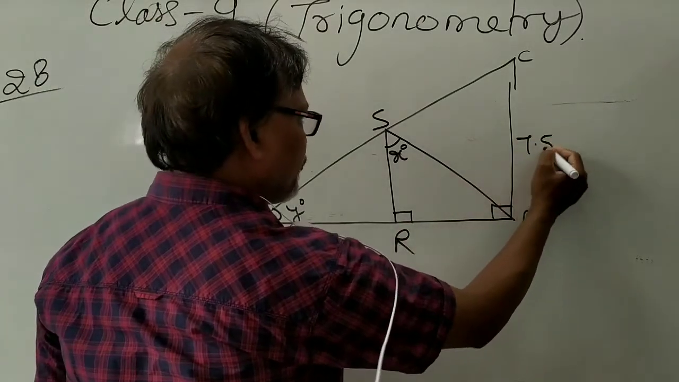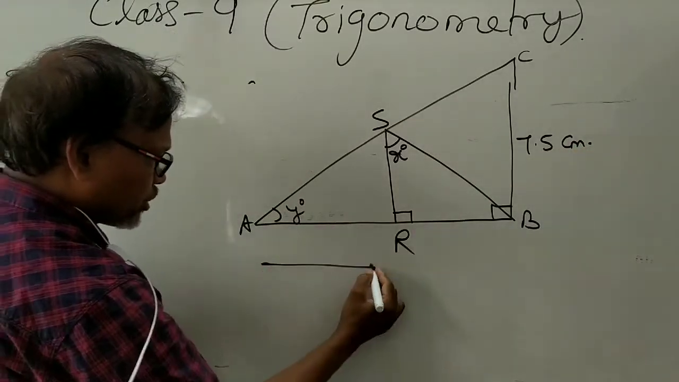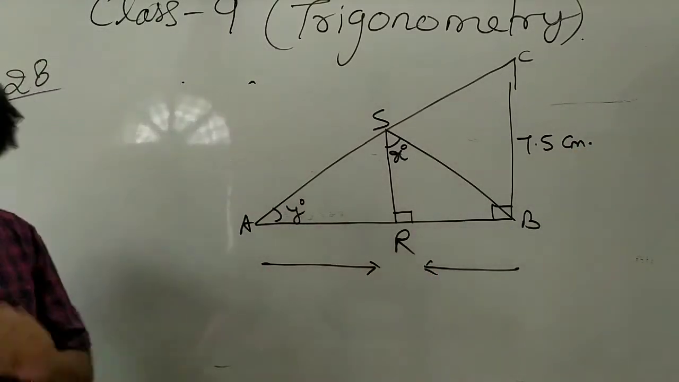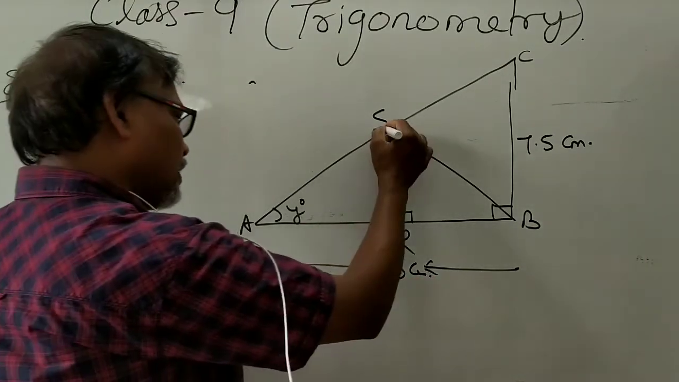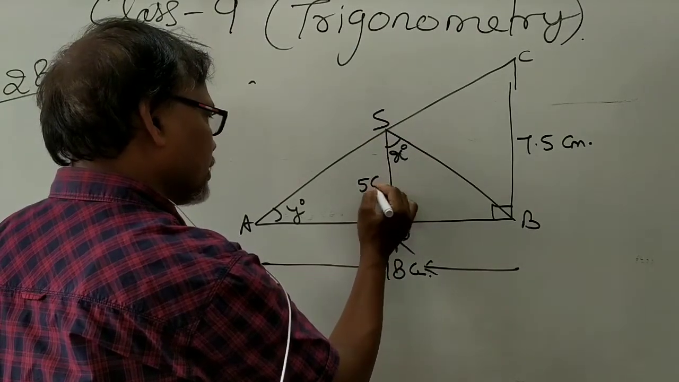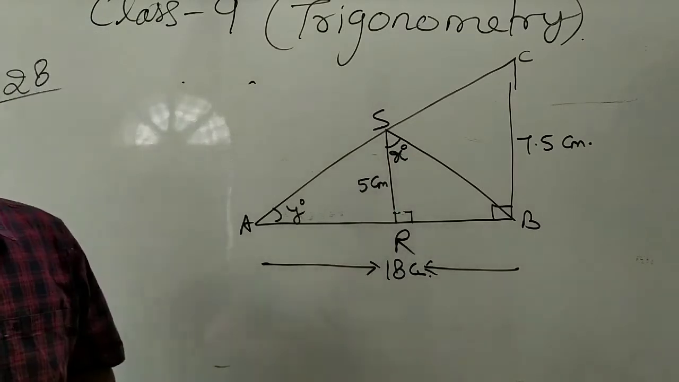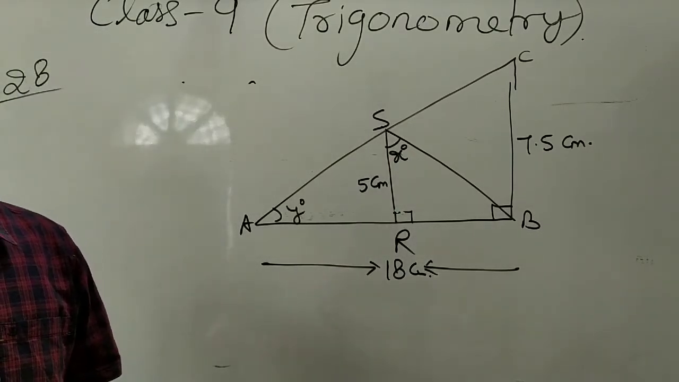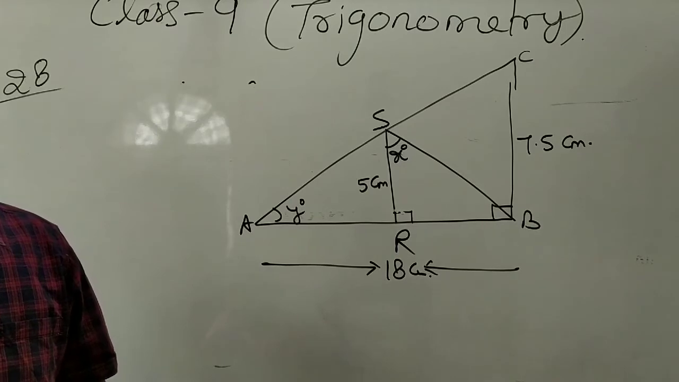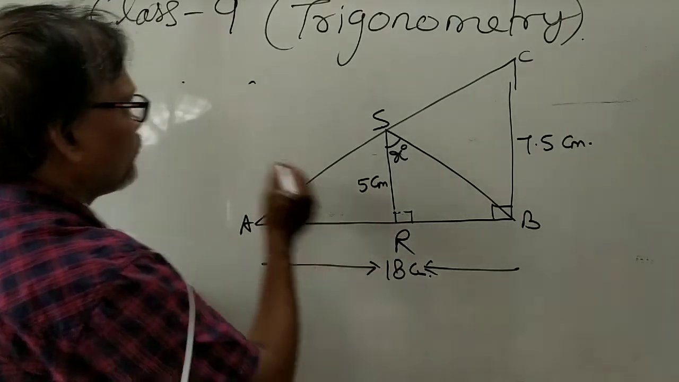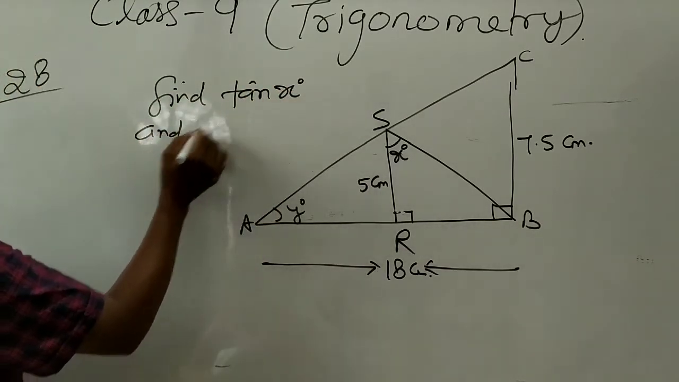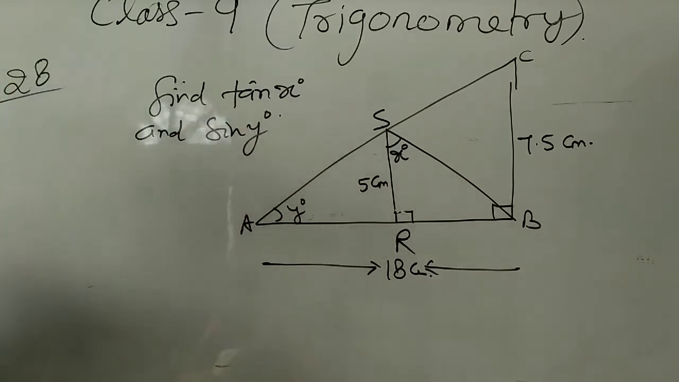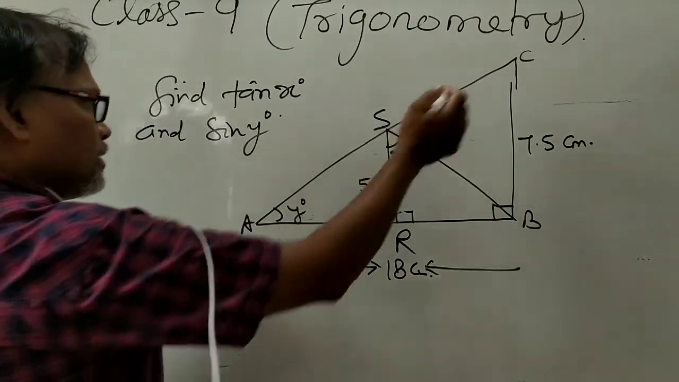This is 7.5 centimeter and this total length is 18 centimeter. It is given in the question. And this RS is 5 centimeter, मतलब ये length. These 3 lengths are given. You have to find tan x and sin y. How to find tan x and sin y? Before that you must find the AC.